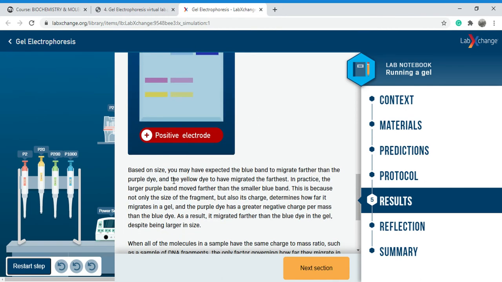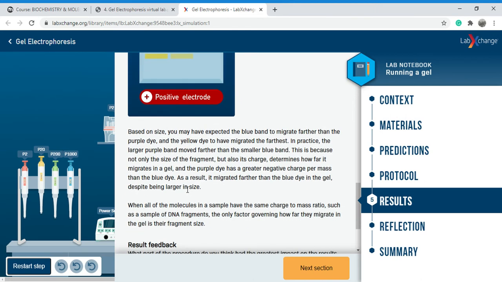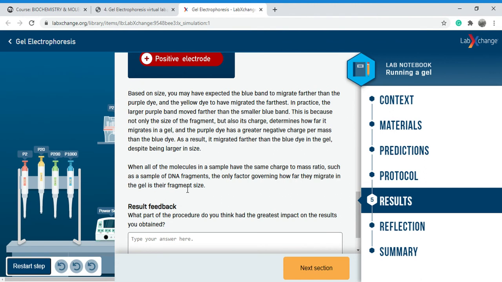It says, based on size, you may have expected the blue band to migrate farther than the purple dye, and the yellow dye to migrate the farthest. In practice, the larger purple band moved farther than the smaller band because not only the size of the fragment but also its charge determines how far it migrates into the gel, as I said before.